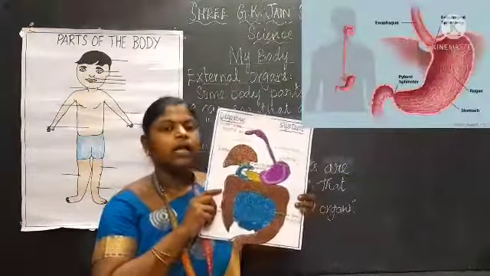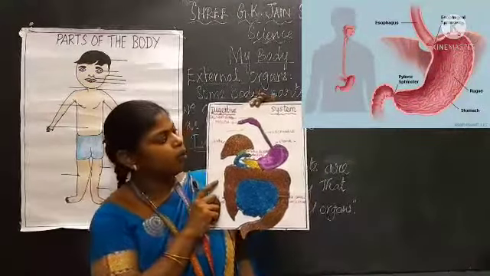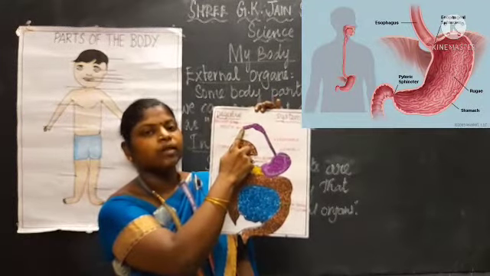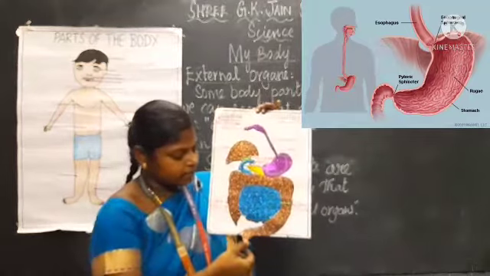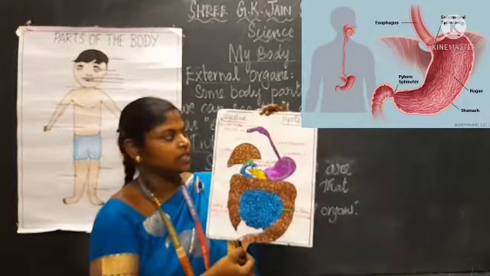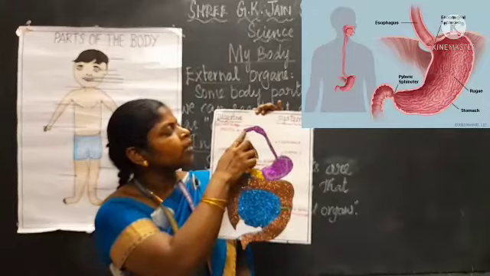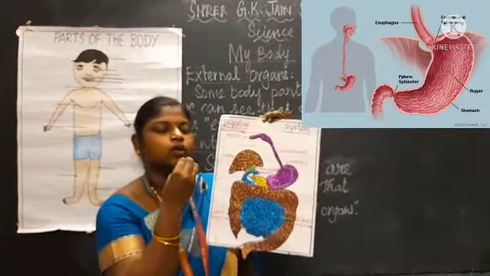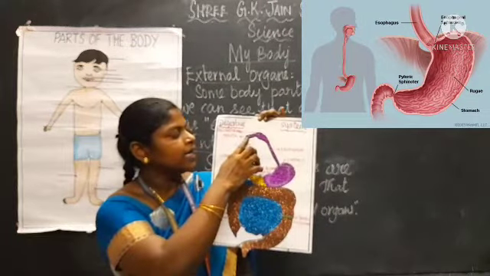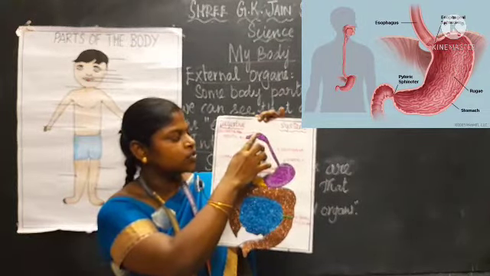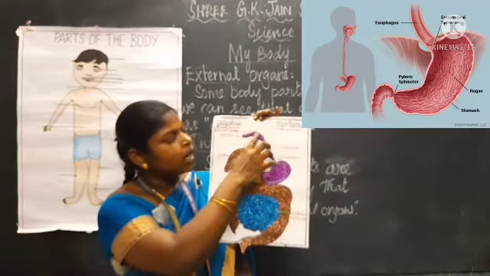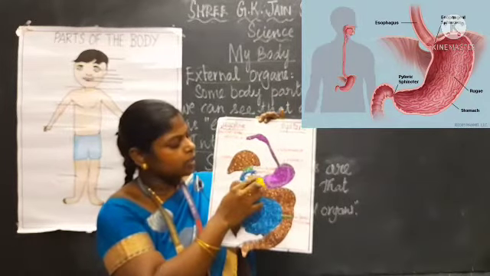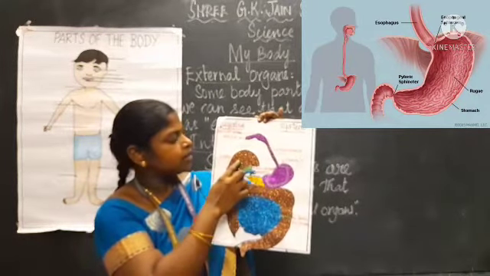Next, the digestive system of our body. The food starts its digestion from the mouth itself and reaches the anus as waste material. When the food is chewed with the saliva secreted by the salivary glands of the buccal cavity, the food starts its digestion in the buccal cavity and through the esophagus it reaches the stomach. Here this is the pancreas and this is the liver.